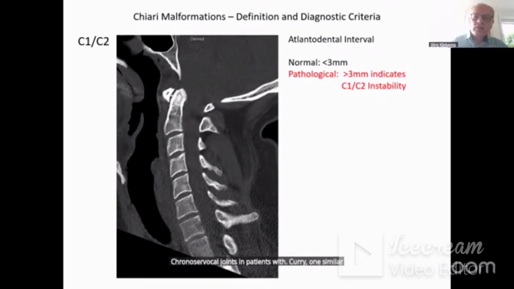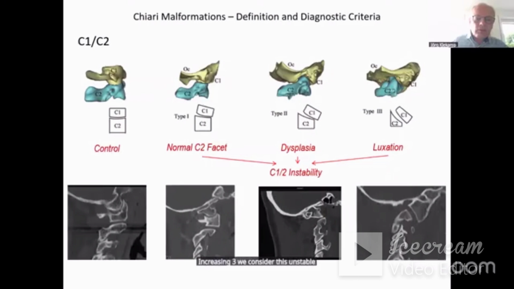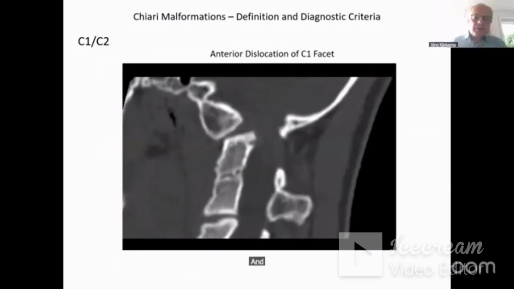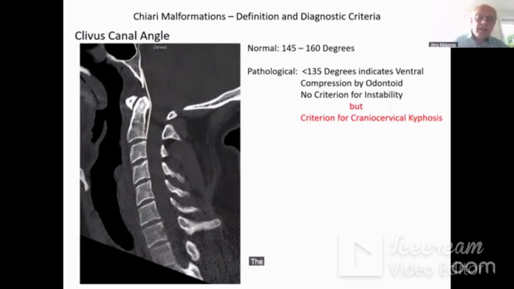Similar for C1, C2. We know the normal definition of C1, C2 instability with pathological distance between atlas and odontoid increasing 3 millimeters. We consider this unstable. But we also have to look at the C1, C2 facet configurations. And if you see, as in this case here, anterior slippage of C1 over C2, that's a clear indication of instability. The clivus canal angle is also interesting to look at because it will give you an indication whether there is craniocervical kyphosis, and this can be a sign of craniocervical instability.